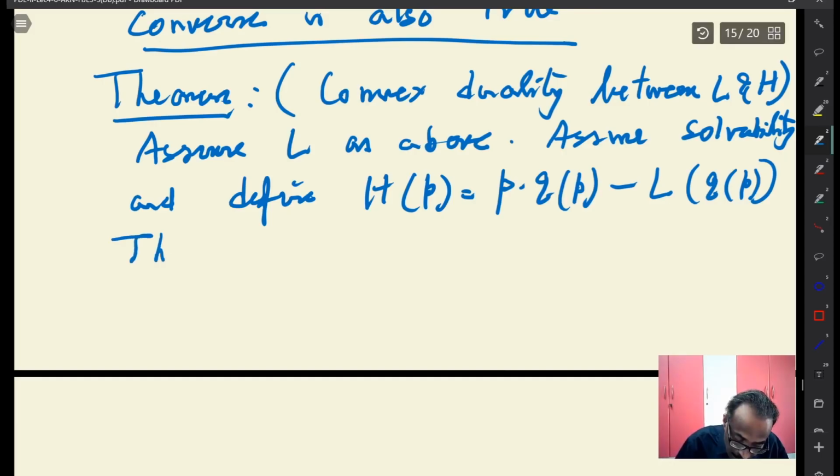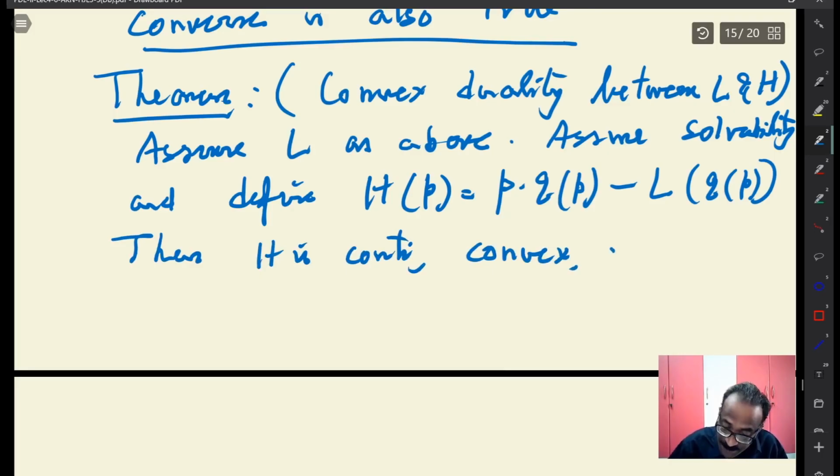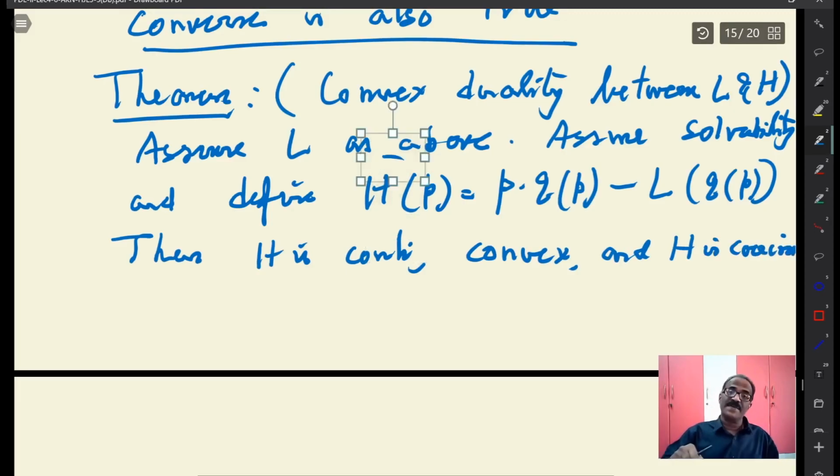Then H is continuous, convex, and coercive. So L and H behave in the same way. That is what it shows, that H is coercive. So H satisfies continuity, convexity, and coercivity.